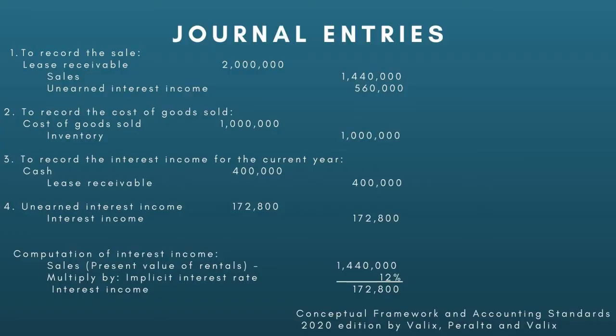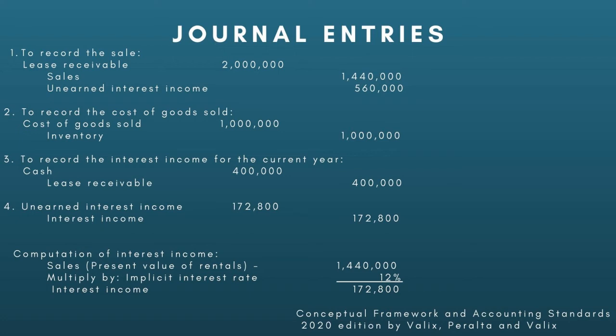So, to journalize on the books of the lessor company, the sales type lease is recorded as follows. To record the sale, debit lease receivable, 2 million. Credit sales for 1,440,000, and the unearned interest income of 560,000. The gross profit of 440,000 is not separately recorded because it is already included in the sales revenue of 1,440,000. Number 2 is to record the cost of goods sold, assuming the perpetual system is used. Debit cost of goods sold for 1 million, and credit inventory for 1 million. This is the cost of machinery.